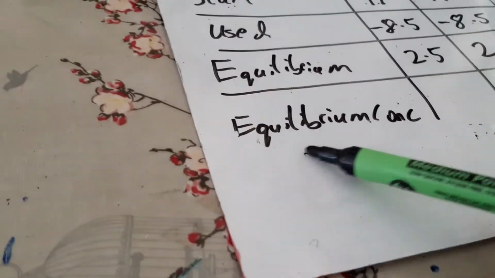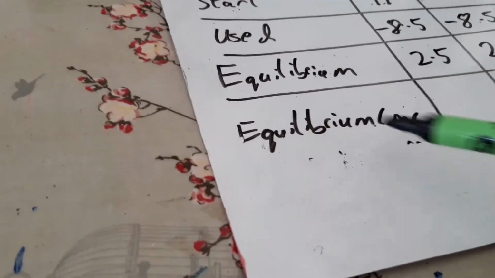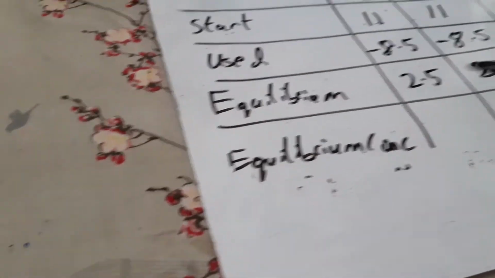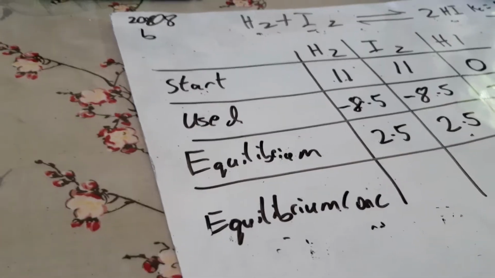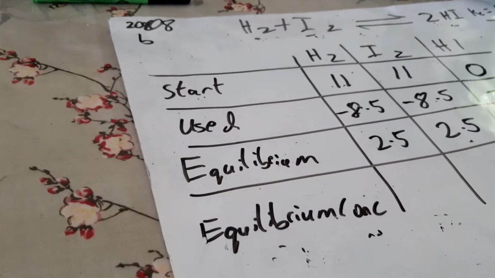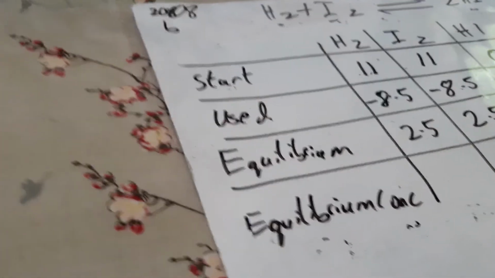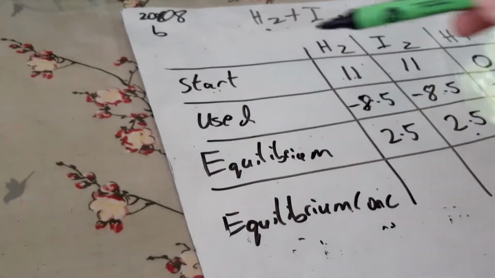Now, the final column here for equilibrium concentration. Sometimes in some of these questions, they mention that it was in a 5 litre volume or 10 litre container or something like that. There's no mention of this in this question. This is a relatively easy one. That's why I picked it first. And that's why I wanted to do it.